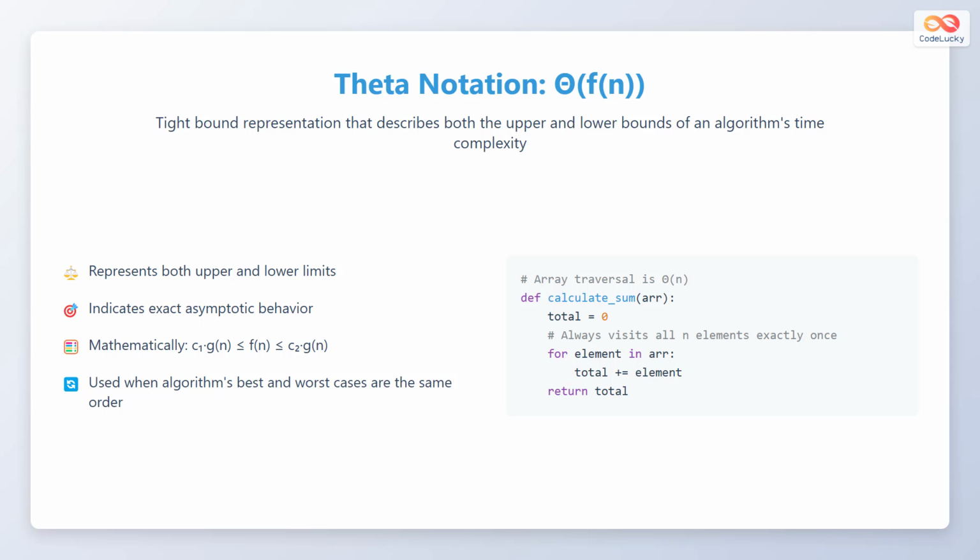Theta notation, denoted as theta of f of n, is a tight-bound representation that describes both the upper and lower bounds of an algorithm's time complexity. It represents both upper and lower limits, indicating the exact asymptotic behavior. Mathematically, c1 times g of n is less than or equal to f of n, which is less than or equal to c2 times g of n. Theta is used when an algorithm's best and worst cases are of the same order. Consider an example of array traversal. The calculate_sum function always visits all n elements exactly once, making its time complexity theta of n.